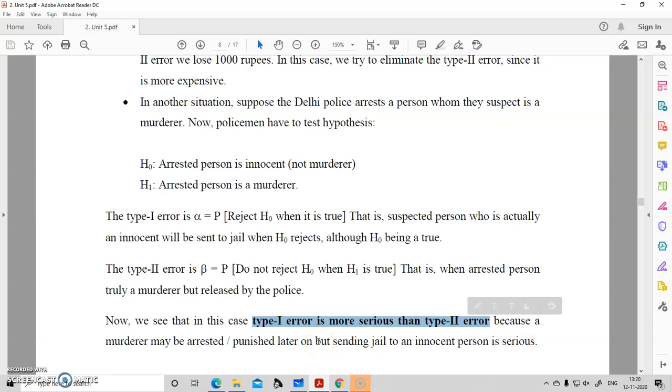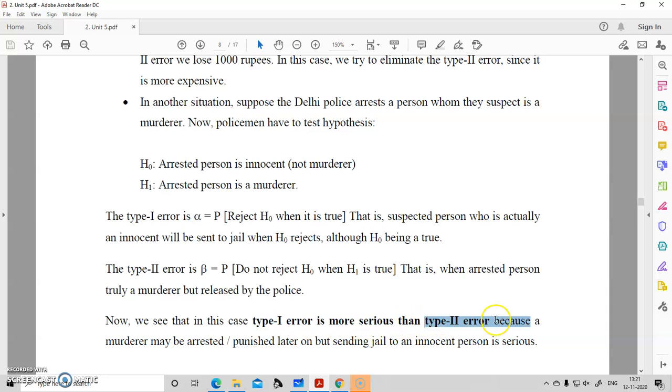An innocent person should not be arrested. An innocent person should not be given any punishment because he hasn't committed any murder. You cannot give any punishment to an innocent person. So committing a type 1 error in this case is more serious, because you are punishing an innocent person who hasn't committed any murder. He is very innocent, and you have taken the wrong decision that he has committed the murder, and the death sentence and all the related punishment is given to that particular person. So type 1 error is more serious in this case.